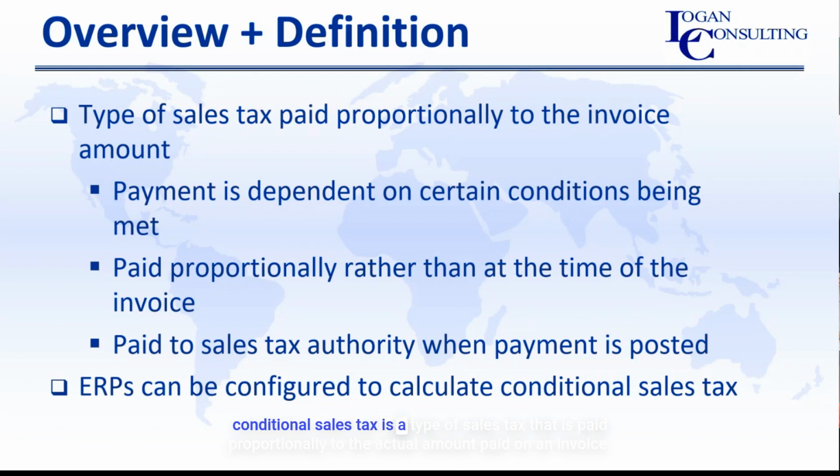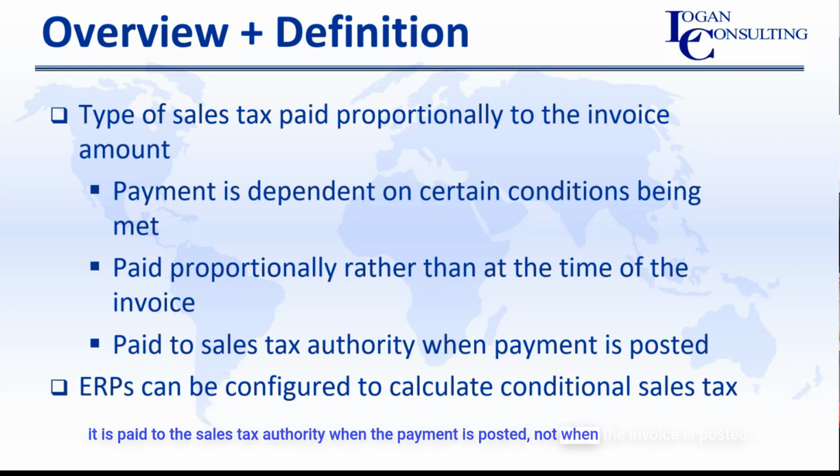Conditional sales tax is a type of sales tax that is paid proportionally to the actual amount paid on an invoice, rather than being paid at the time of invoicing. It is paid to the sales tax authority when the payment is posted, not when the invoice is posted. So that's a key element of conditional sales tax. It is paid when the customer pays, not when the invoice is generated.